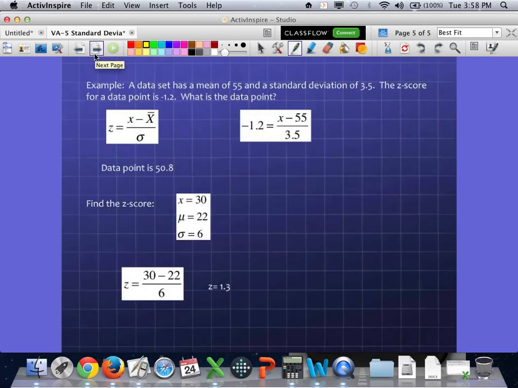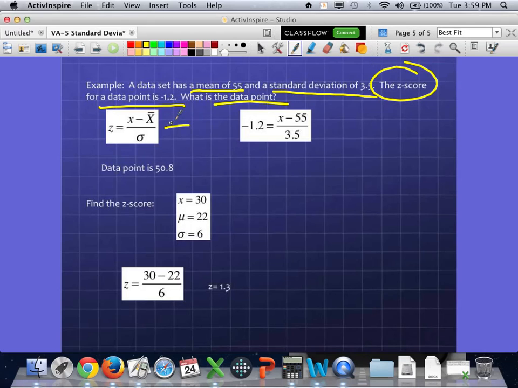All right, now it says the data set has a mean of 55. And I recommend that you underline things when you're taking your test so that you don't have to go back and look for it. The standard deviation of 3.5. The z-score for a data point is negative 1.2. So they give you the z-score this time. What is the data point?